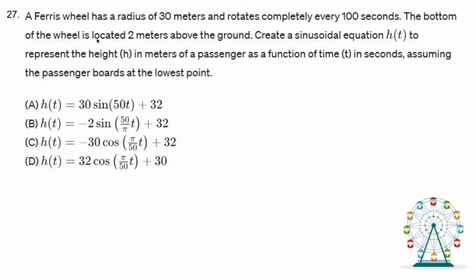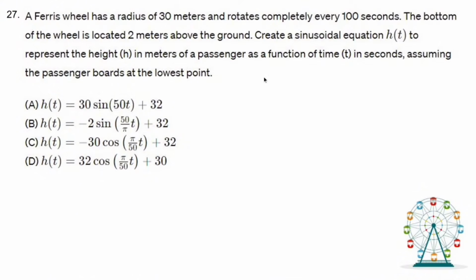Yes, the old Ferris wheel problem. It has a radius of 30 meters and rotates completely every 100 seconds. The bottom of the wheel is located 2 meters above the ground. Create a sinusoidal equation, h of t, to represent the height h in meters of a passenger as a function of time t in seconds, assuming the passenger boards at its lowest point.